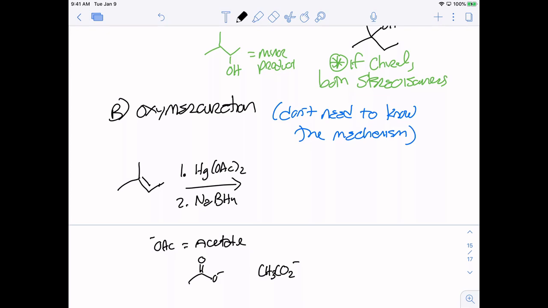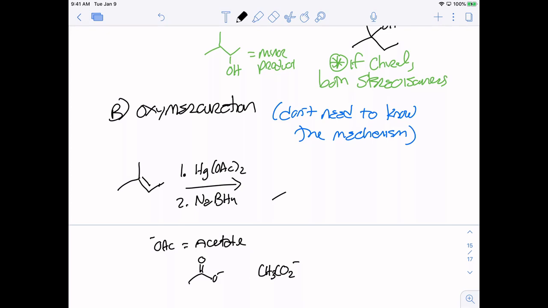Mercury here has a +2 charge, so I need 2 of those acetates for every 1 mercury plus 2. The O stands for oxygen, so it's capital. The A and the C actually stand for acetate. The A is capital, but the C is lowercase. Even though it's just an abbreviation, the capitalization matters for whether or not it's correct.